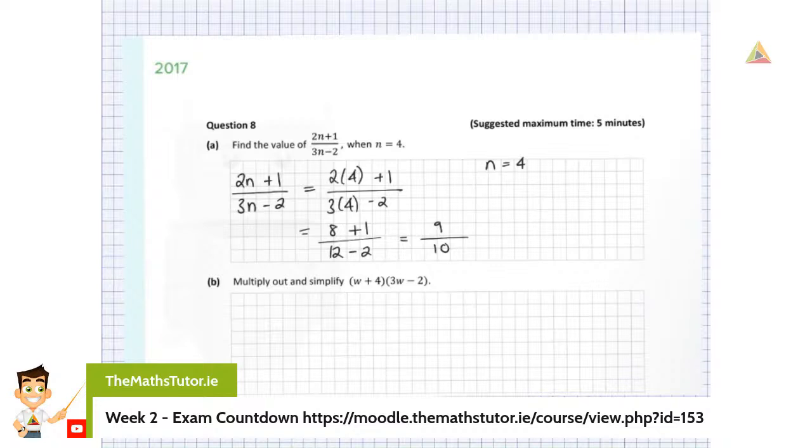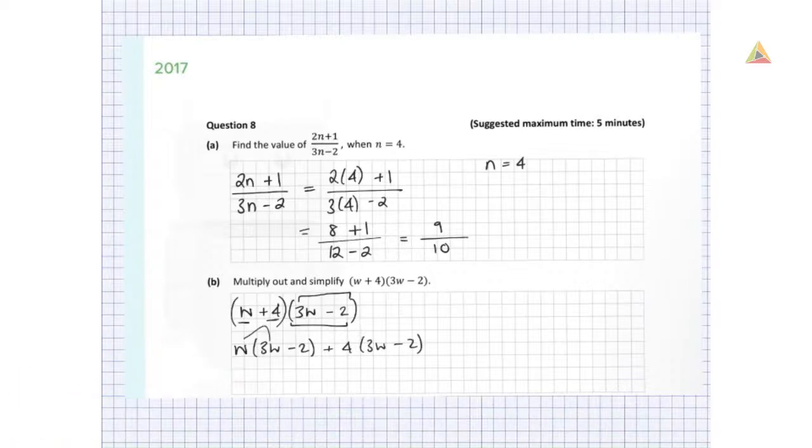Now this one here, you have to multiply out and simplify. So w plus 4 by 3w minus 2. So remember this, we're going to multiply this term by everything in these brackets, and then we're multiplying this term by everything in these brackets. So it's going to be w by 3w minus 2 plus 4 by 3w minus 2. So it's w by 3w, w by minus 2, 4 by 3w, and 4 by minus 2. So I'm going to write that out. So w by 3w plus w by minus 2 plus 4 by 3w plus 4 by minus 2.